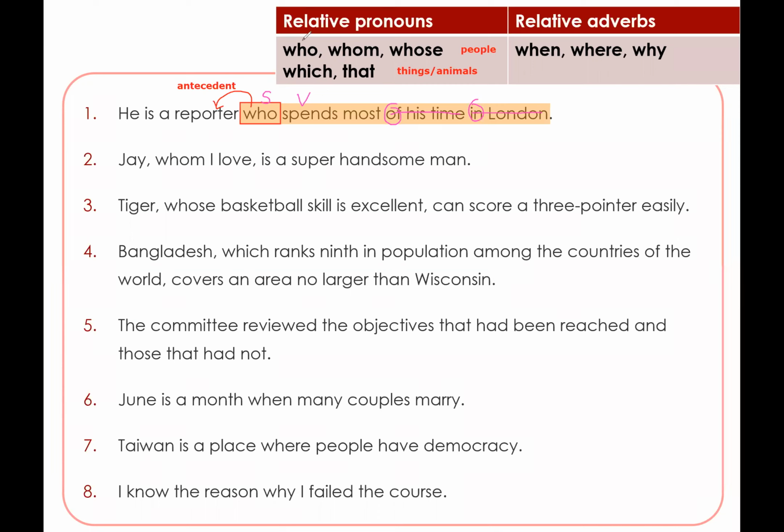And for number 2, Jay, whom I love, is a super handsome man. So you can see where my relative pronoun is. It is whom, because again, I am talking about a person. So I need to use who, whom, whose. Later on, we will talk about the difference between who, whom, and whose. But for now, know that whom is the objective case because I love Jay. I love him. I love whom.